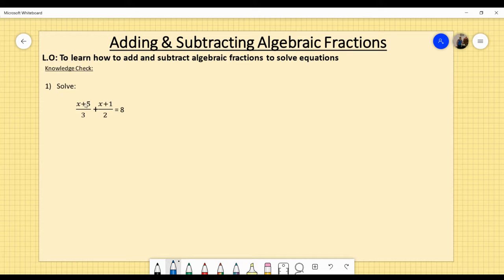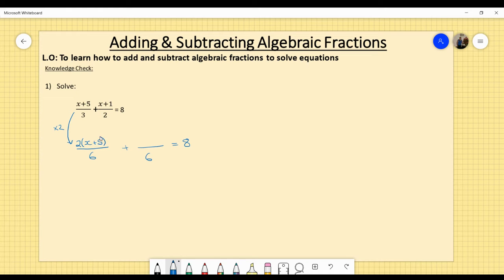Okay, so to start off with, when we want to add and subtract any algebraic fractions, again, we need to have a common denominator. So in this case, I've got 3 and 2, so the perfect common denominator would be to have 6 as my denominator on both. And we need to remember this time that it's equal to 8 as we go through it. Therefore, for the first fraction, I have multiplied everything through by 2. So therefore, that's going to be 2 lots of x plus 5.